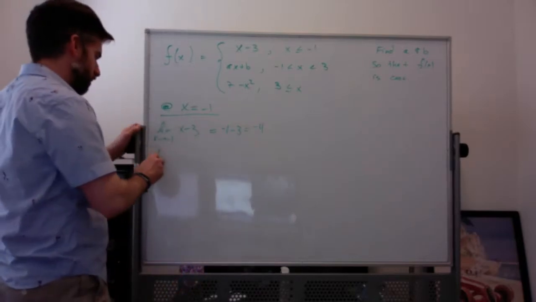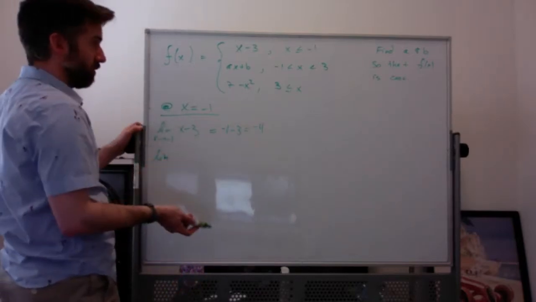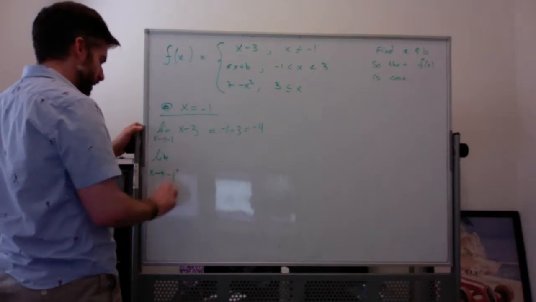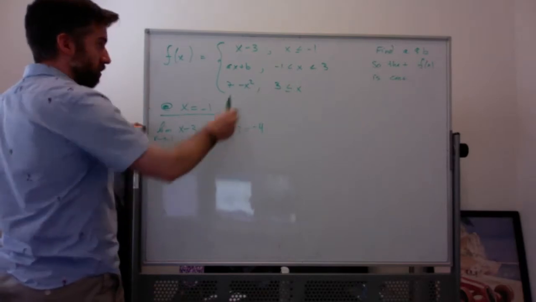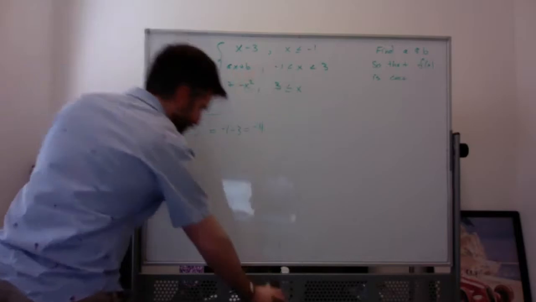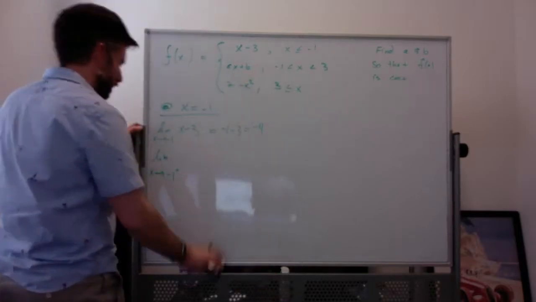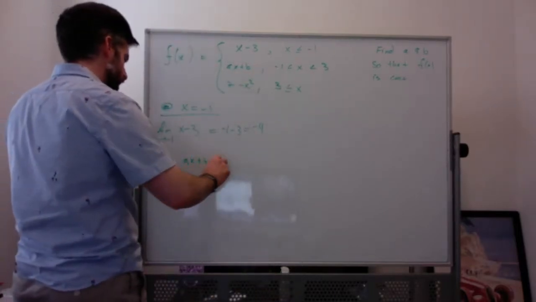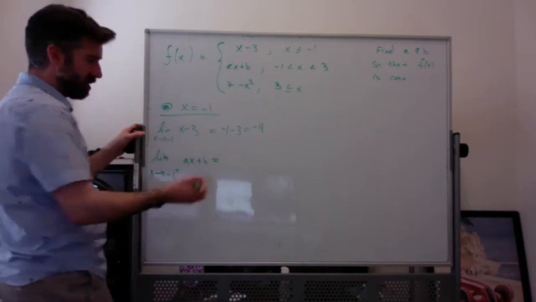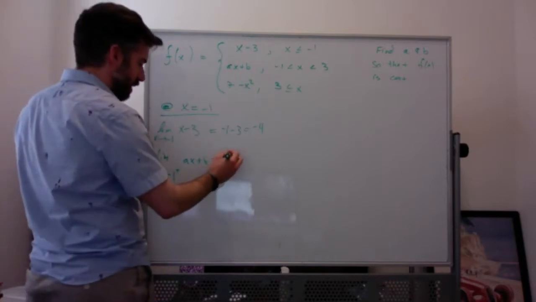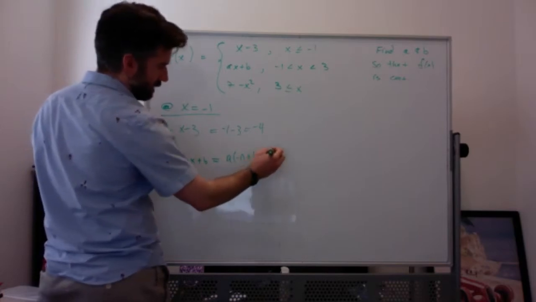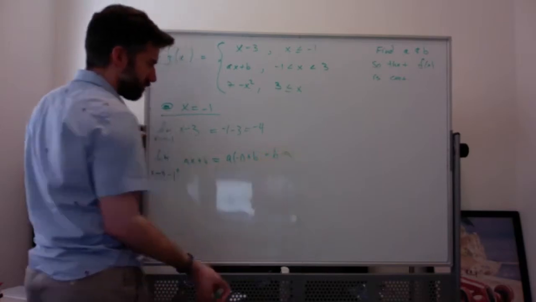And I approach -1 from the right. So the limit as x approaches -1 from the right, I'm using this piece now, except for x is bigger than -1. And I'm just going to plug in -1 for x, and all I'm going to get is a times -1 plus b, or I probably write that as b minus a.